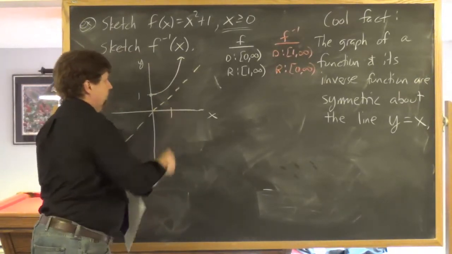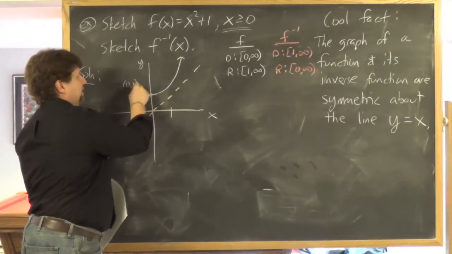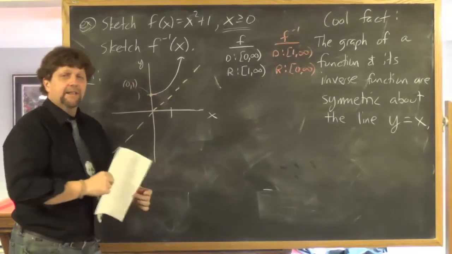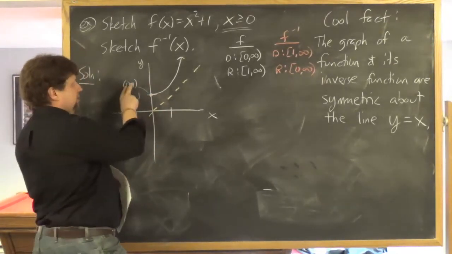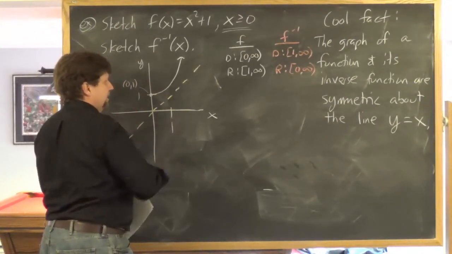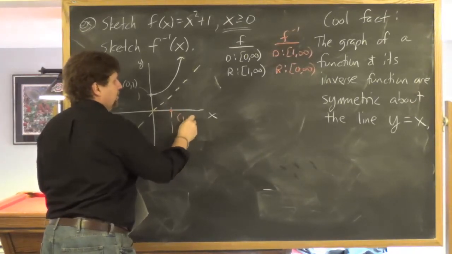Notice the point (0, 1) is on the graph of the function. Well, if I'm symmetric about the line y equals x, that means if I just swap those coordinates, I get a point that's on the graph of the inverse function, specifically (1, 0).